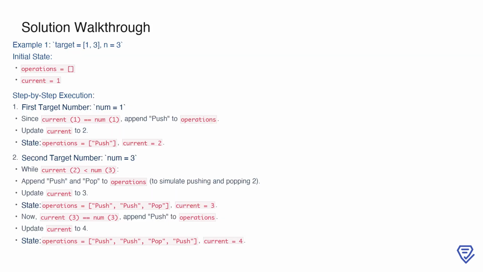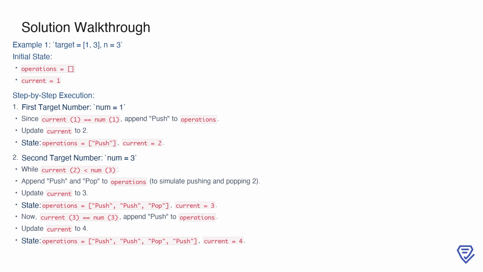To begin solving this problem, let's look at the first example where the target array is [1, 3] and n is 3. We start by initializing an empty operations list and setting the current number to 1. The goal is to simulate the stack operations needed to build the target array. For the first target number, which is 1, the current value matches the target value. This means we can simply append push to the operations. After this, we increment current to 2.